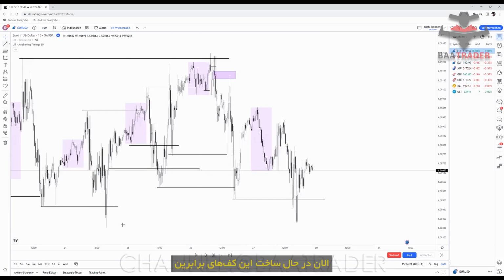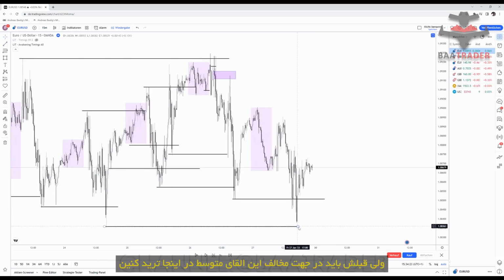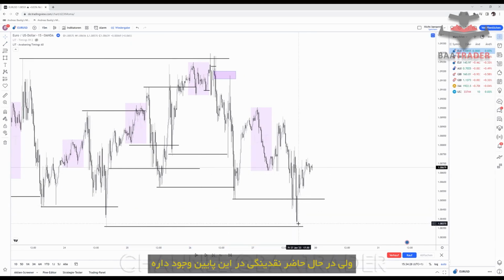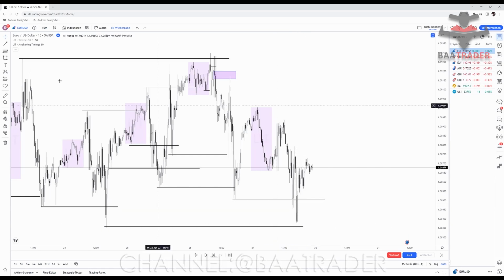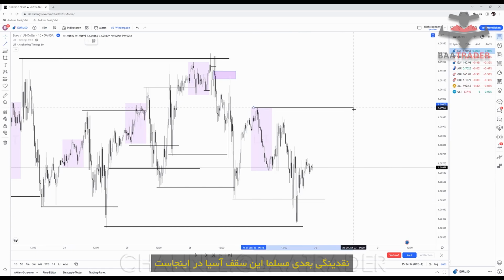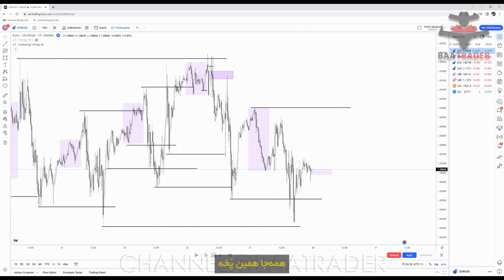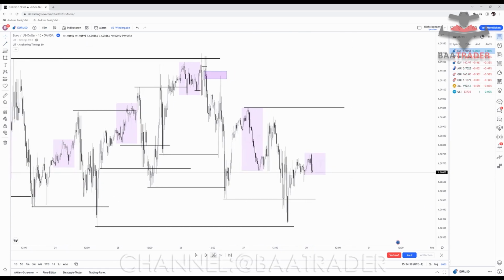You're building these equal lows already, but first you'd want to trade away from this medium inducements in here. But you expect already, okay, there's already liquidity down there. The next liquidity is obviously this Asia high in here, right? It's the same all over the place, right?